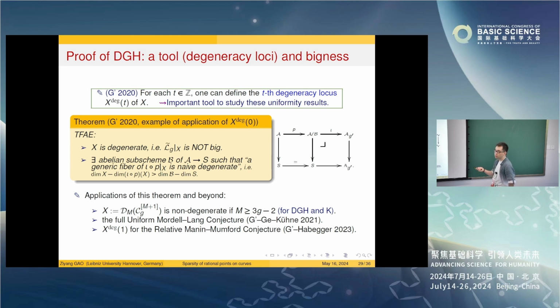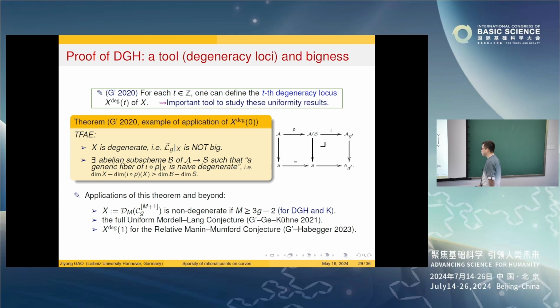And using this criterion, this theorem, one can construct the non-degenerate subvarieties to work with. For example, for the rational points on curves that I talked about before, this variety is used. Later on, with Tangli Ge and Lars Kühne, we generalized this construction using Hilbert schemes and so on to prove the full uniform Mordell-Lang conjecture.